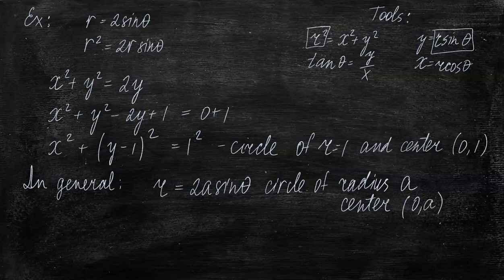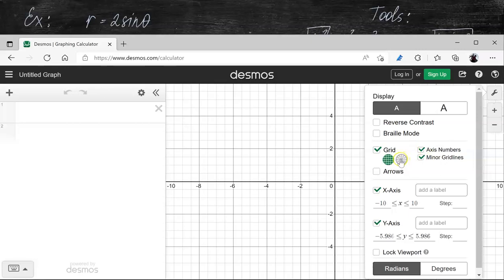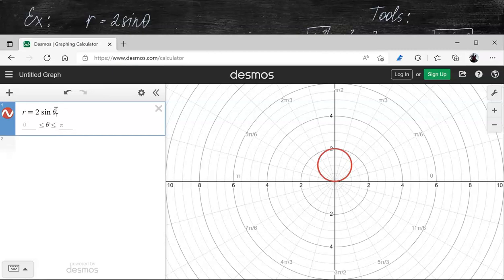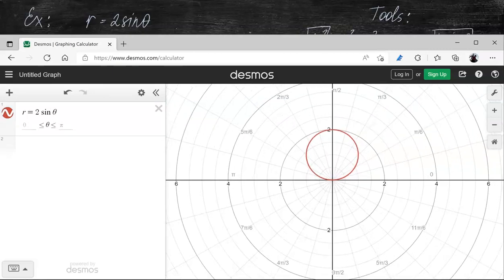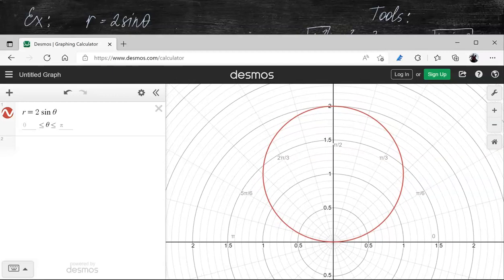And the best way to graph the polar curves is using Desmos. So let's take a look at what the graph of this looks like in Desmos. To graph this in Desmos, you will have to switch the grid to polar coordinates, and to type the equation you simply use the same notation. So r equals 2 sine theta, and if you just spell out theta, it will turn that word into the symbol theta. So we see the circle of radius 1 centered at (0, 1).